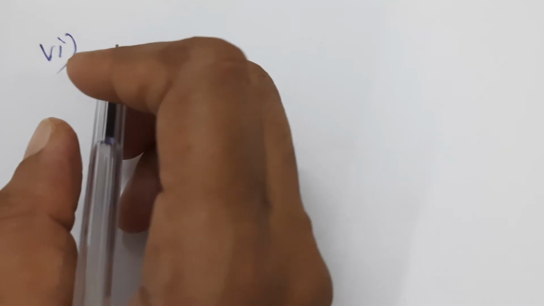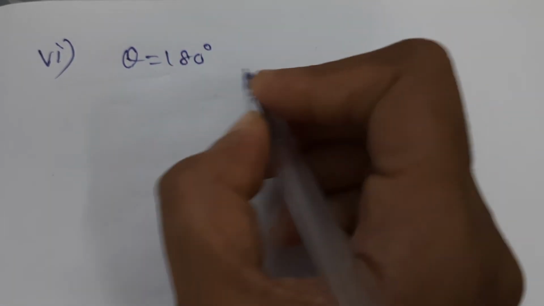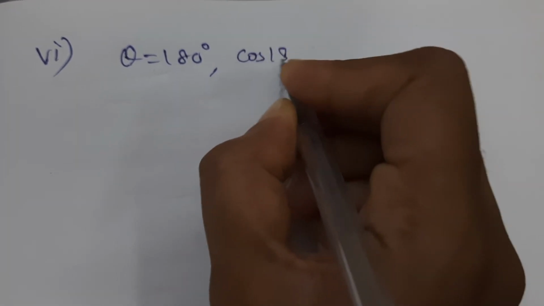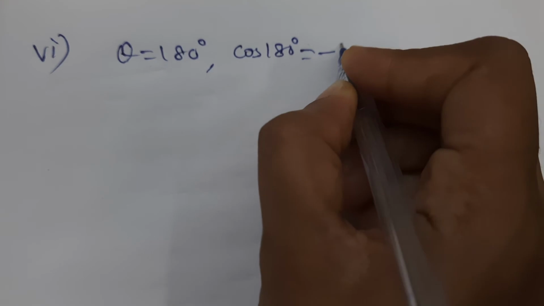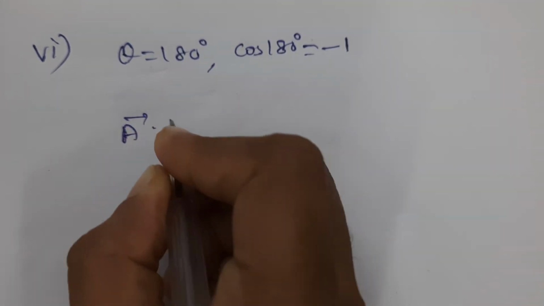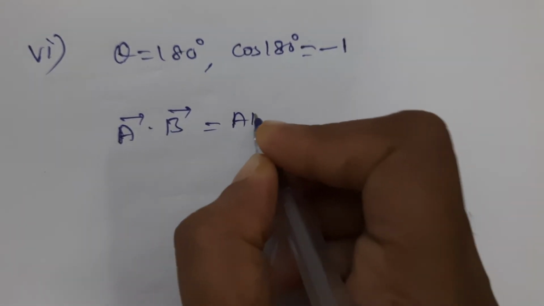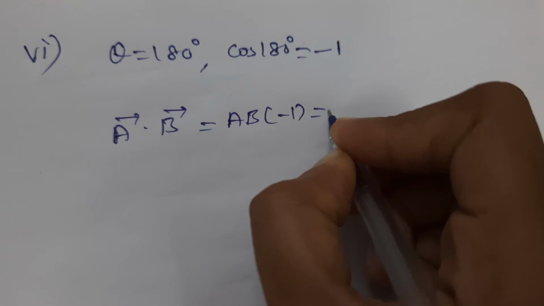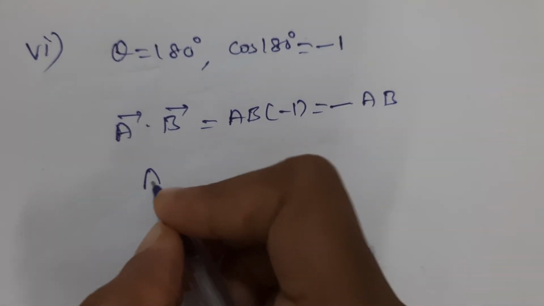Next point. Suppose theta equals 180 degrees. What is cos 180 degrees? Cos 180 degrees is minus 1. So the scalar product A dot B is equal to AB into minus 1. That is equal to minus AB. So we can call this the minimum value.